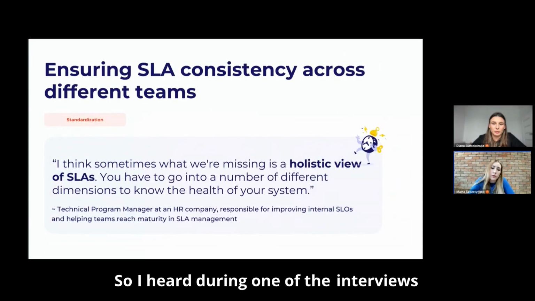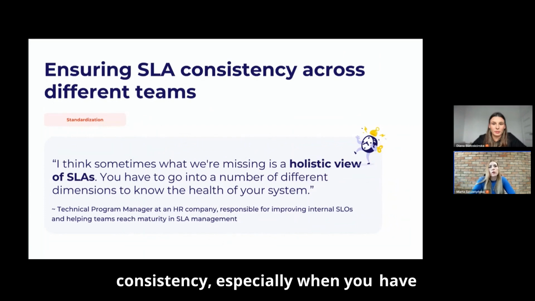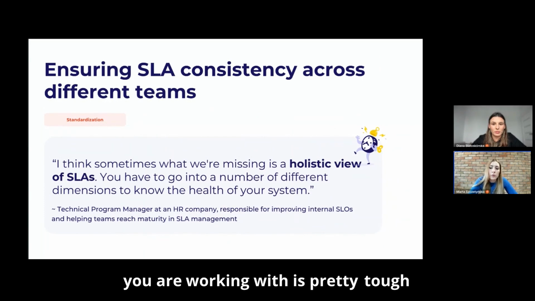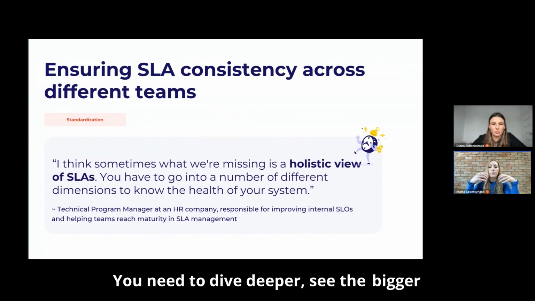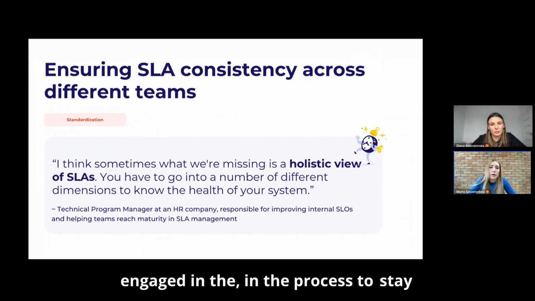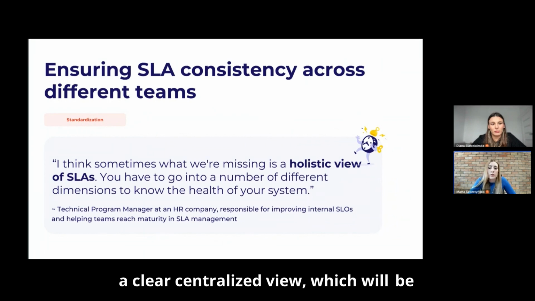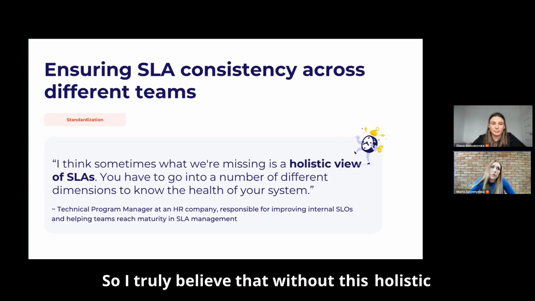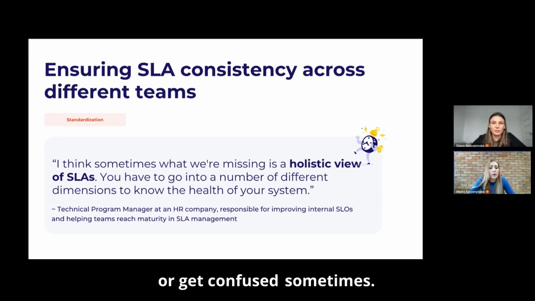I heard during one of the interviews from a technical partner program manager that ensuring SLA consistency, especially when you work with several different teams, is pretty tough because you cannot check just one project or one team. You need to dive deeper and see the bigger picture across teams. Standardizing SLAs can help everyone engaged in the process stay aligned and give your teams and your managers a clear, centralized view, which will be easier to manage. I truly believe that without this holistic view of SLAs, it's easy to miss some issues or get confused sometimes. So to me, it isn't just a nice to have. When you have complicated environments, it's key to managing SLAs well.